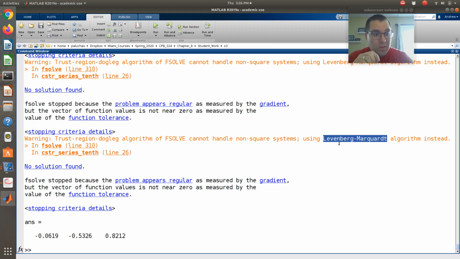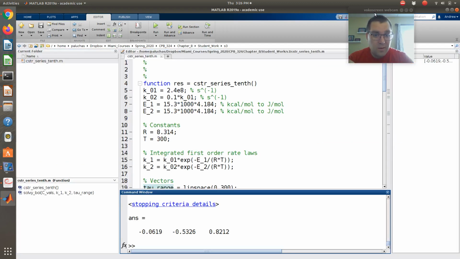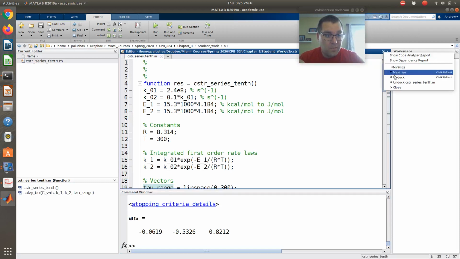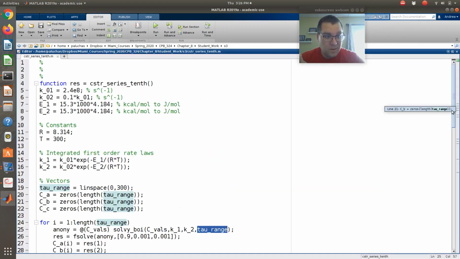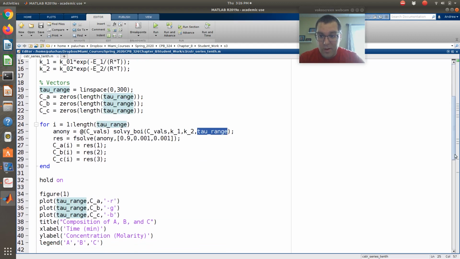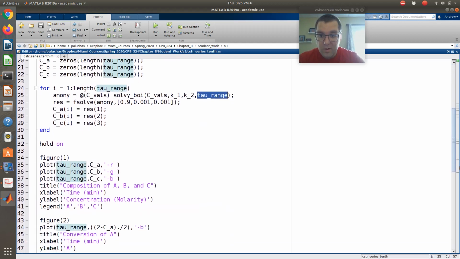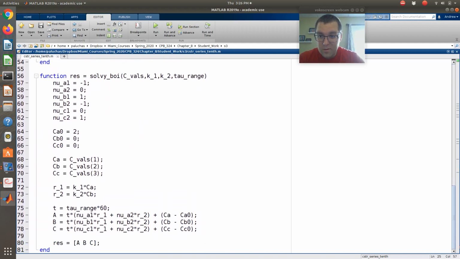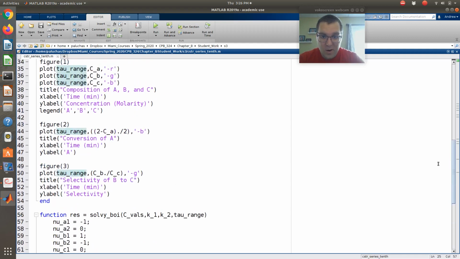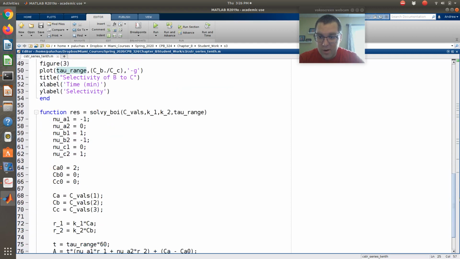So what this orange warning is suggesting to me is that you have some small mistake, so that you have either more equations than unknowns, or more unknowns than equations. If we look back at your function, let's maximize this. I'm going to look to see if tau range is to blame. So let's look in Solvy, I like the name. Input cvals, K1, K2, and then tau range, where tau range is going to be your vector of tau values.